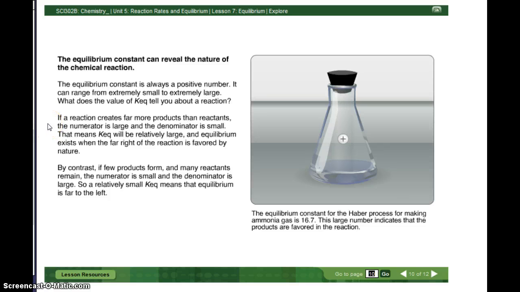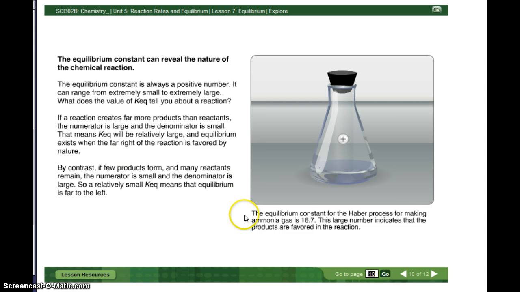If a reaction creates far more products than reactants, the numerator is large and the denominator, or bottom number, is small. That means the equilibrium constant will be relatively large, and equilibrium exists when the far right of the reaction is favored by nature. By contrast, if few products form and many reactants remain, the numerator is small and the denominator, or bottom number of your fraction, is large. So a relatively small equilibrium constant means that equilibrium is far to the left.